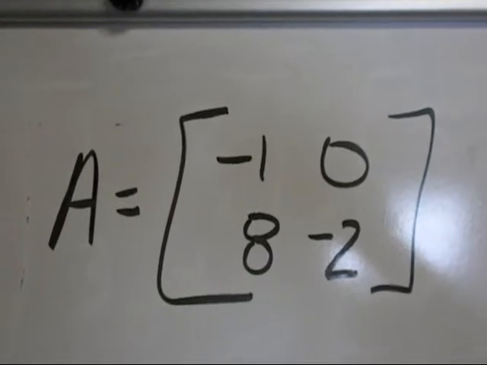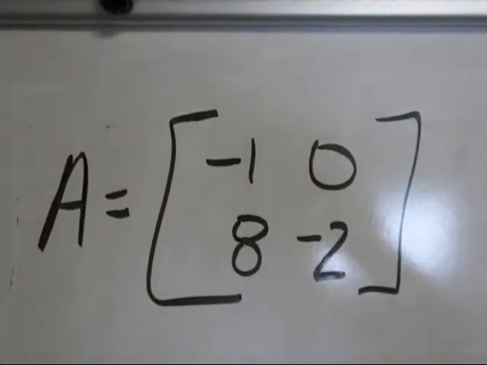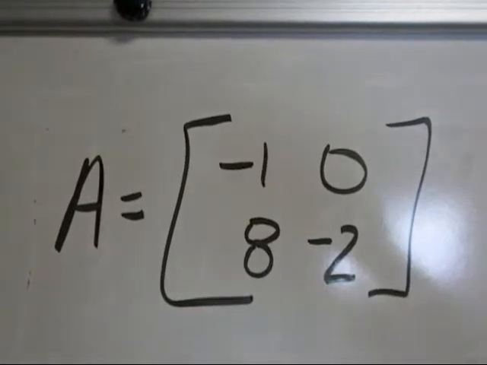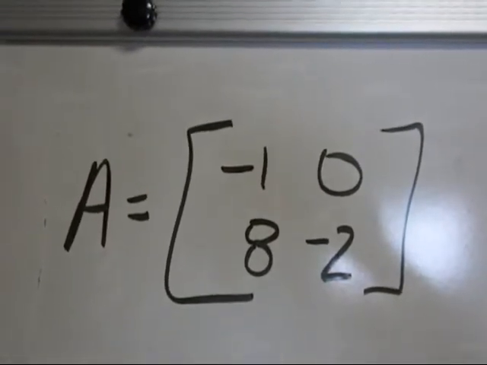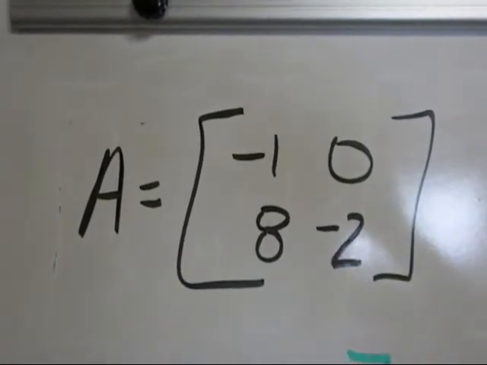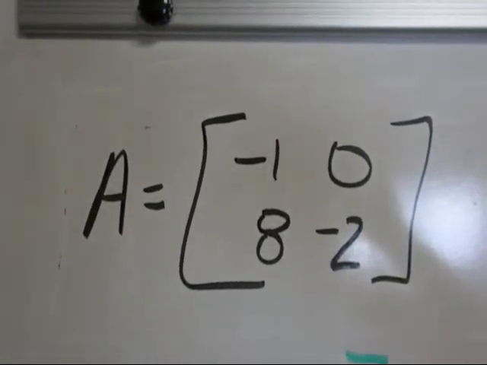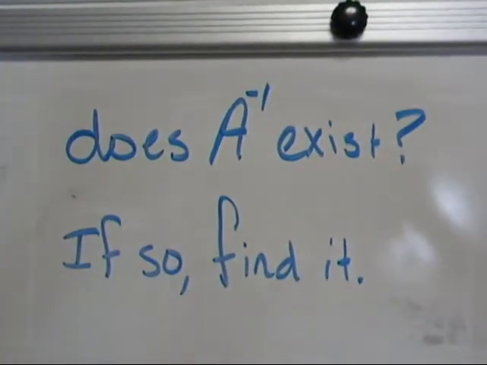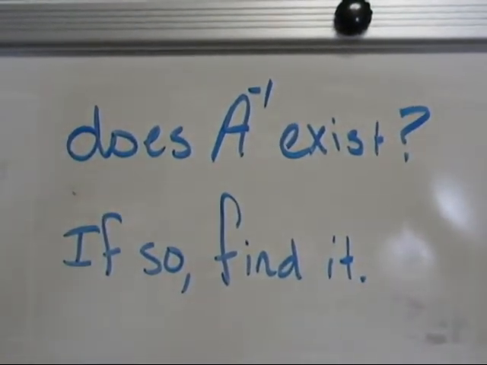Let's practice finding the inverse for a 2 by 2 matrix. We only can do the 2 by 2 matrix by hand. Everything else requires technology. So here we have our matrix A with the elements -1, 0, 8, and -2. The questions are, does A inverse exist? And if it does, we need to find it.